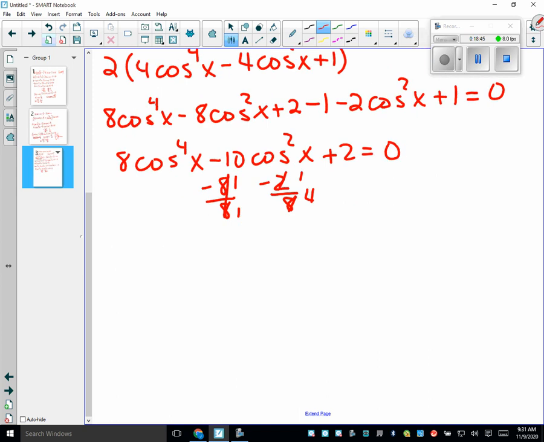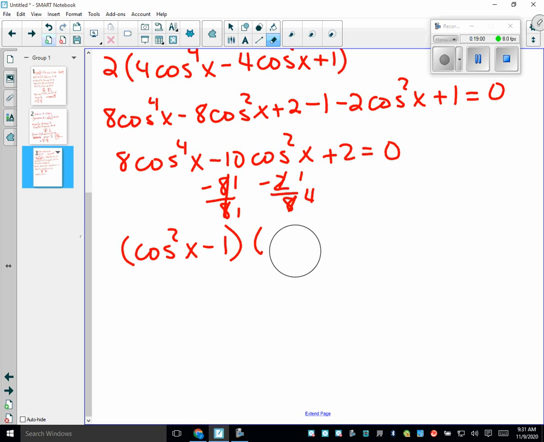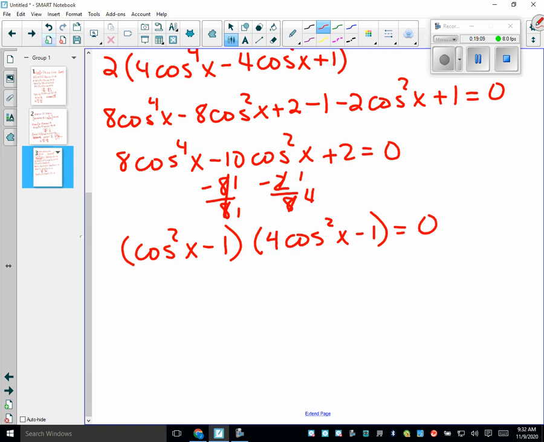So I have cosine squared x minus 1 and 4 cosine squared x minus 1, right? Yeah. Oh my goodness. Okay, here I have cosine squared x equals 1. So what does cosine of x equal? Plus or minus 1. Right?